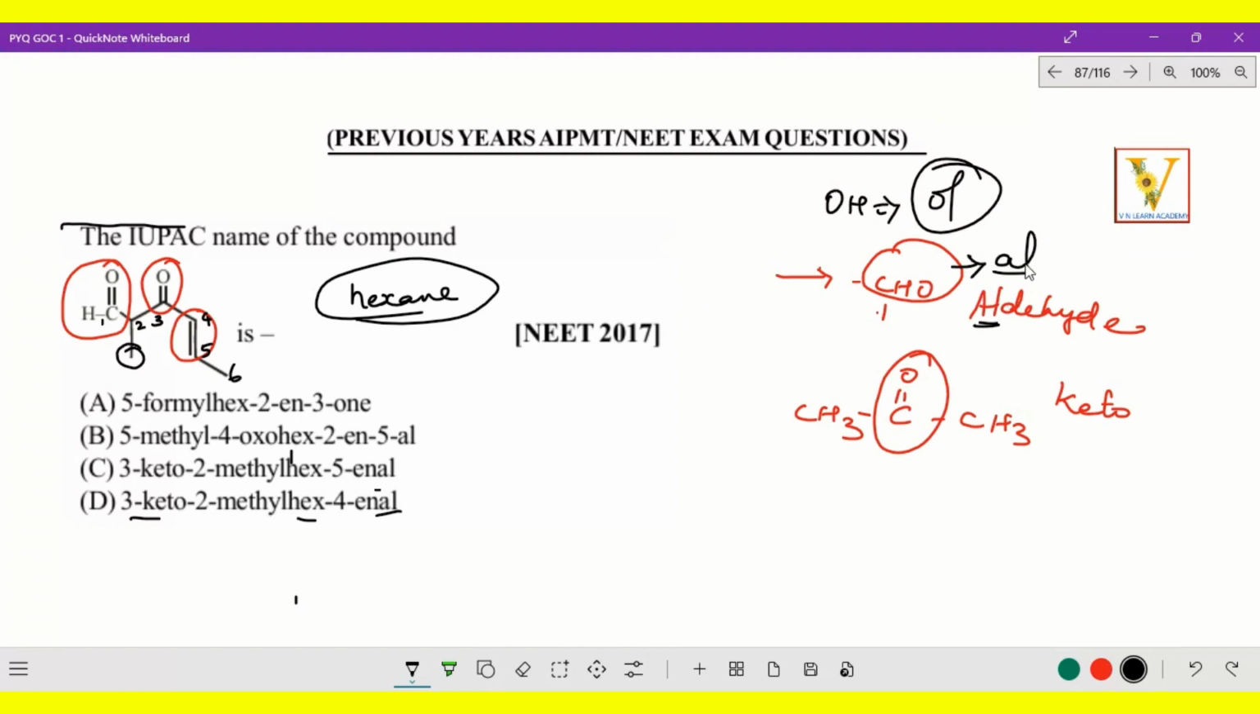So that's what I just mentioned. OL is the OH alcohol group, but here for the aldehyde CHO, we mention Al. So which is the correct option? Option D is the correct option. Hope you got the clarity, and this is very simple. Come on, let's go to the next question.